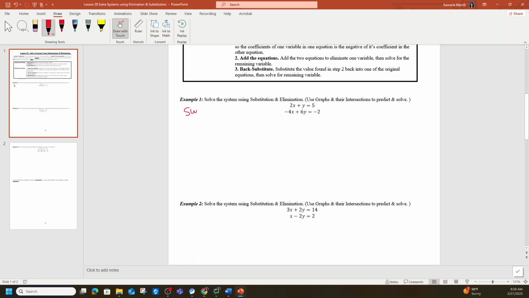I don't know if I left myself enough room. I was trying to keep the notes short, but... All right, substitution is first.